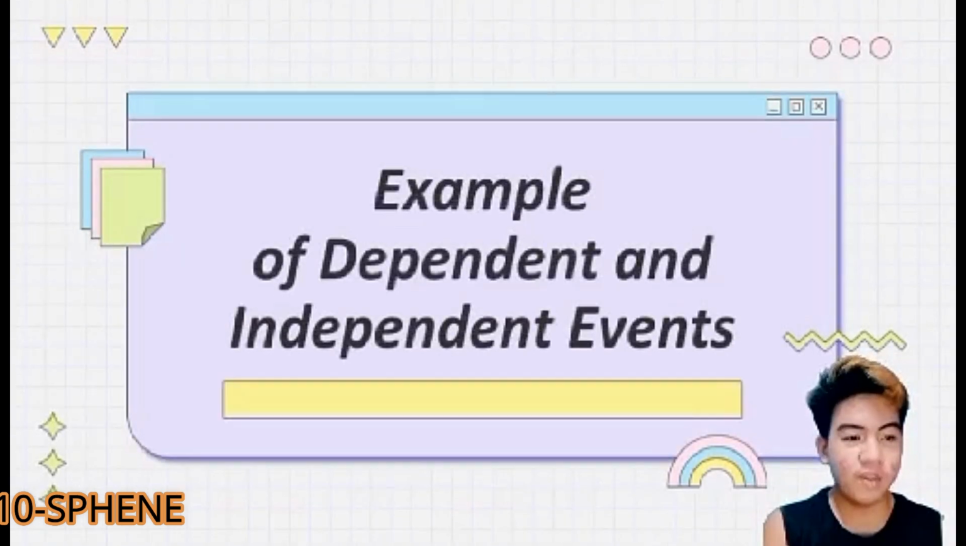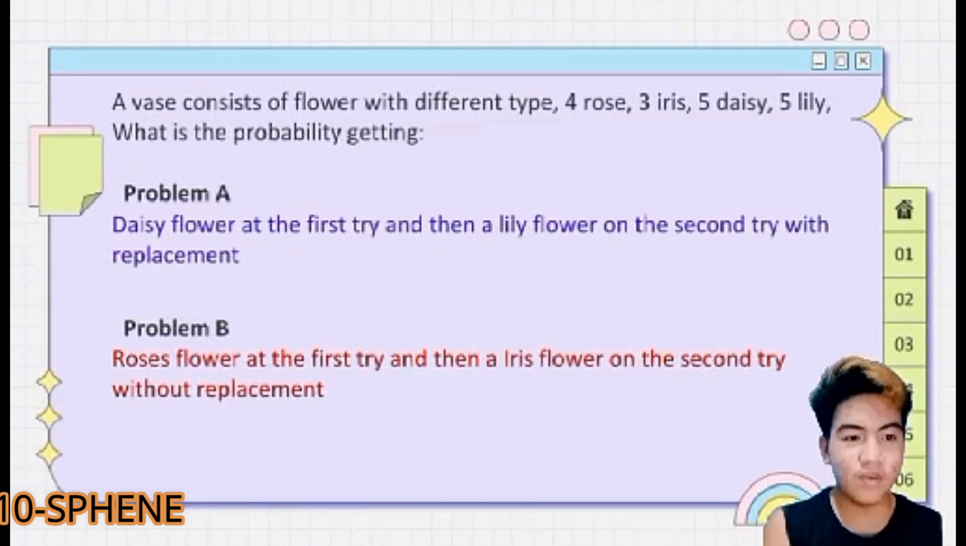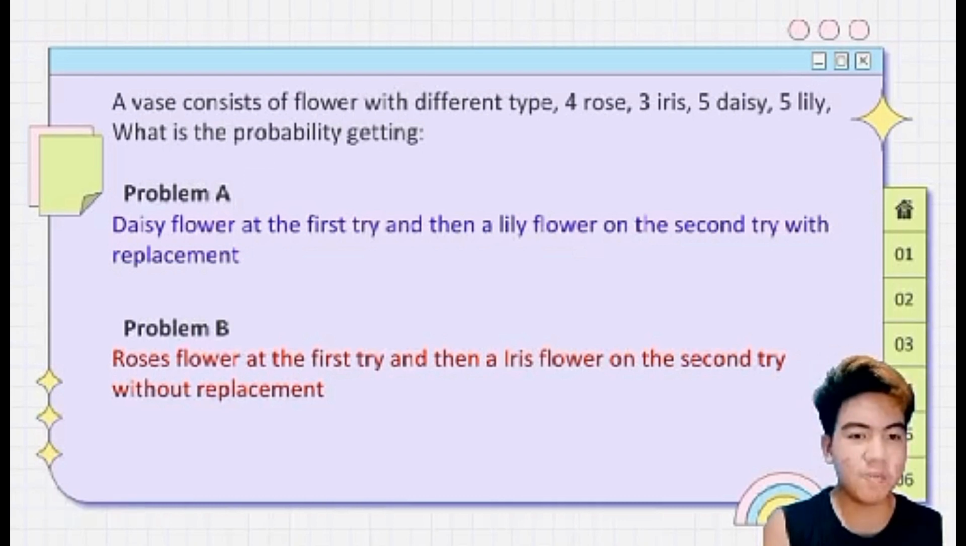An example of dependent and independent events. First example, a vase consists of flower with different type: 4 rose, 3 iris, 5 daisy, and 5 lily. What's the probability of getting? Meron tayong dalawang problem, problem A and problem B. Problem A, daisy flower at the first try, and then a lily flower on the second try, with replacement. Problem B, roses flower at the first try, and then an iris flower on the second try without replacement.